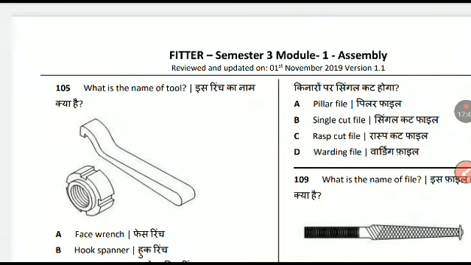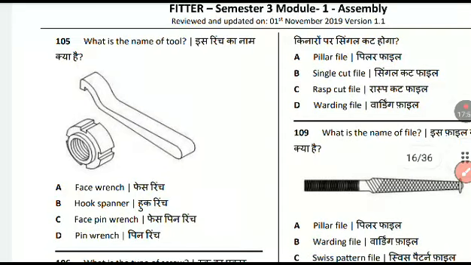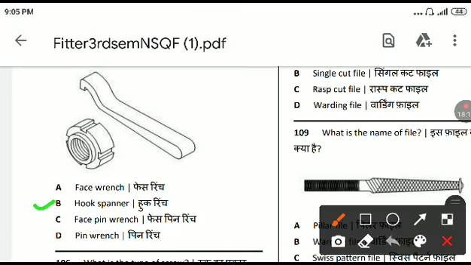What is the name of tool? Face wrench, hook spanner, face pin wrench, pin wrench. Option A not. Option B, hook spanner.